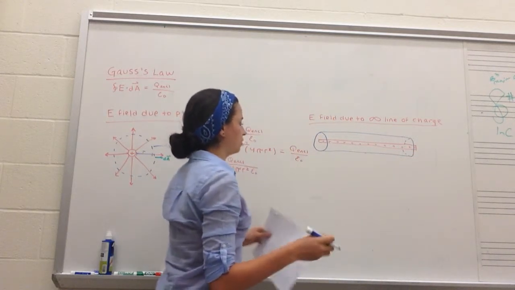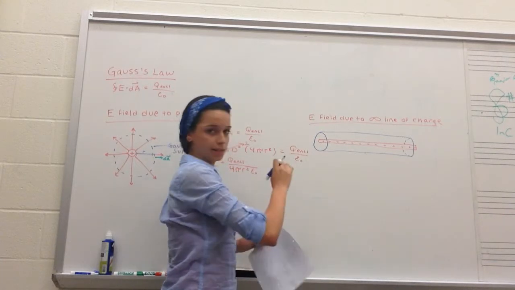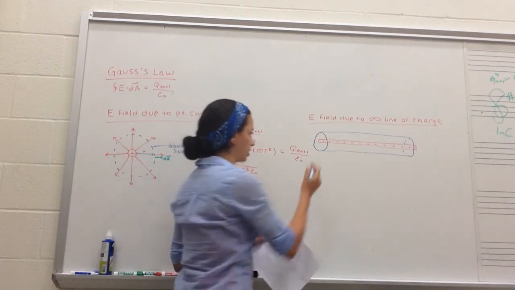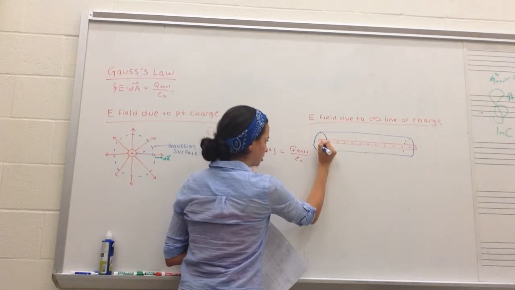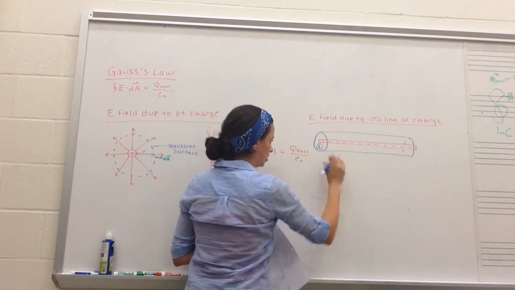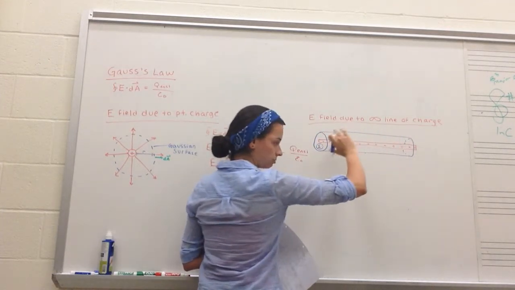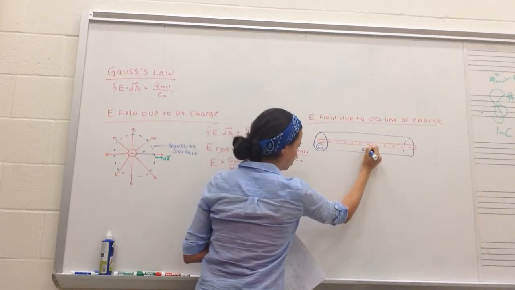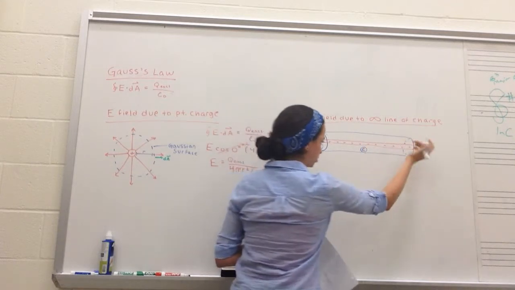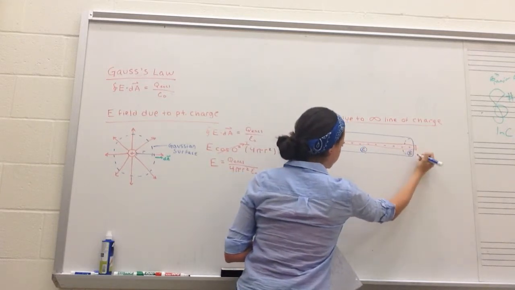Now, as you can see, we have three surfaces that it can make flux angles with. This circle right here is surface number 1. This whole long part of the cylinder is surface number 2. And then this other circle is surface number 3.